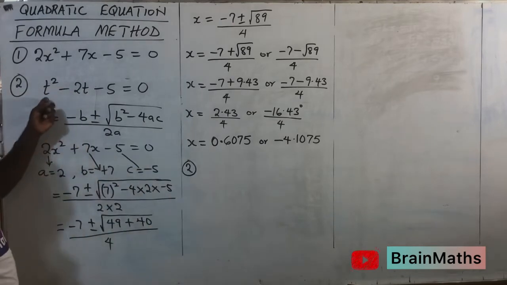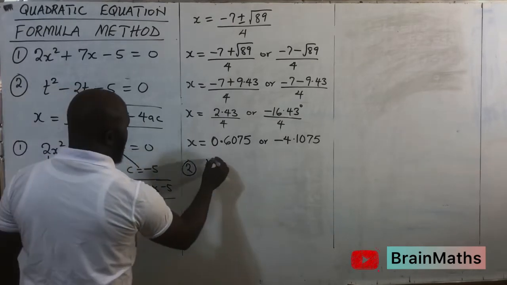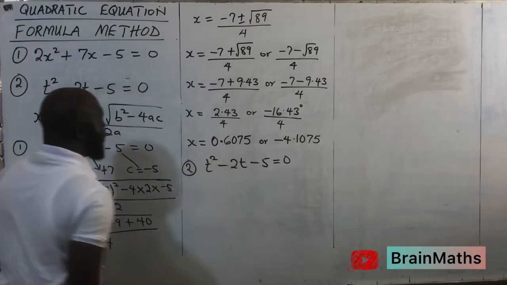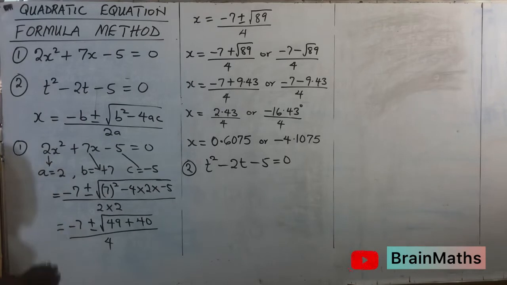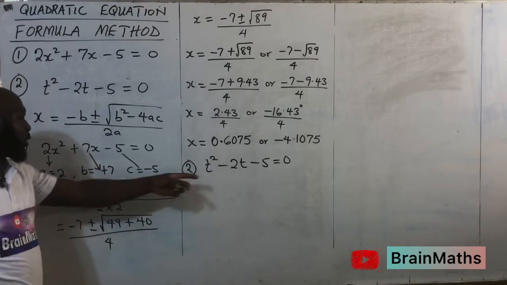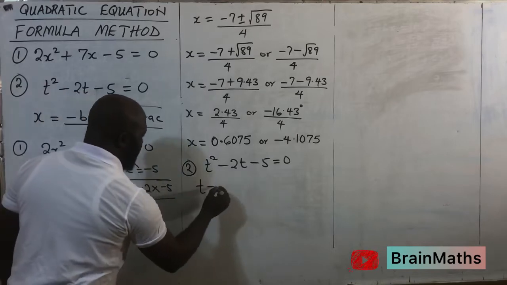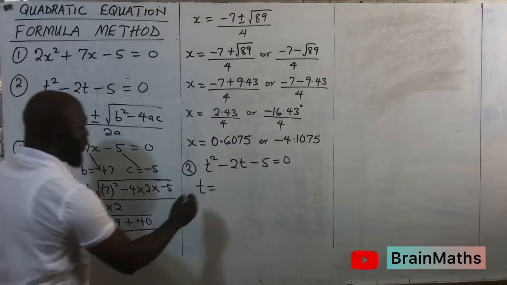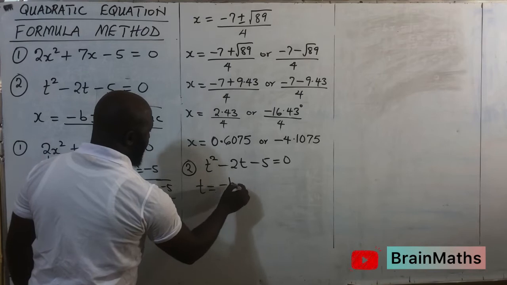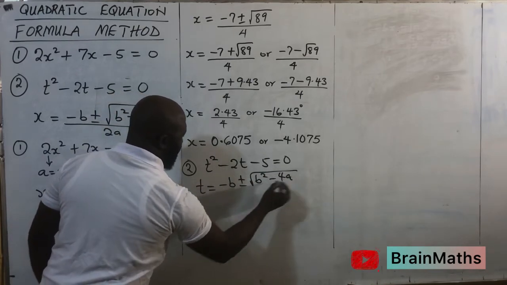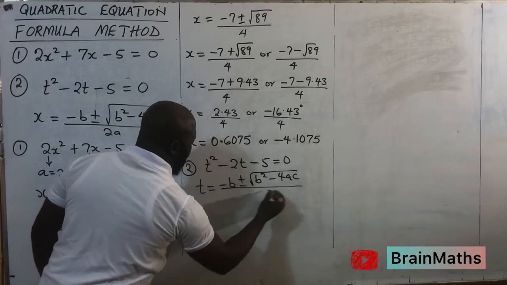So taking question number 2. Question number 2 is t squared minus 2t minus 5 equals 0. In this case, when you are writing the formula for the quadratic equation, you will not need to put x, you write t. T in this case will be equal to minus b plus or minus square root of b squared minus 4ac all over 2a.